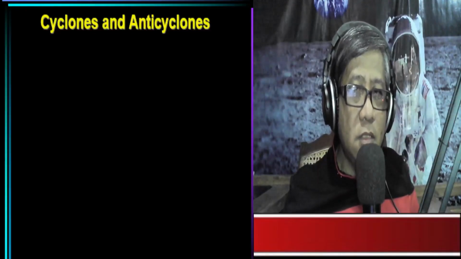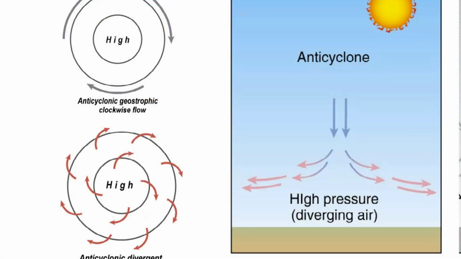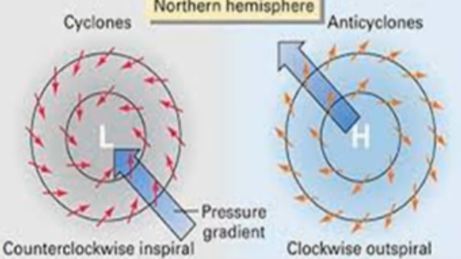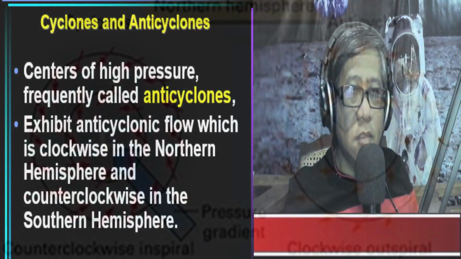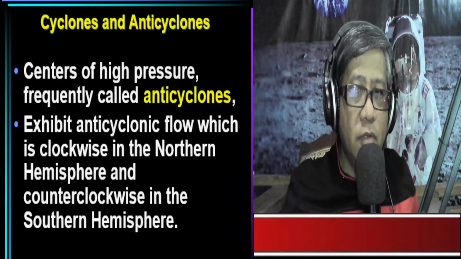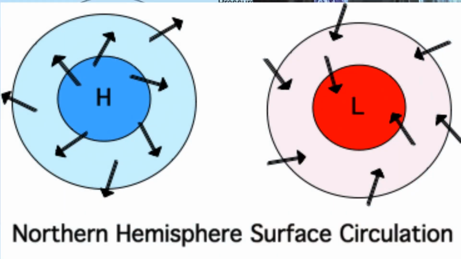Now, what about anticyclones? Anticyclones are areas of high pressure. And you know what that means. When you say high pressure, we associate high pressure with fair, clear, and good weather. Now, the airflow of an anticyclone is clockwise in the northern hemisphere and counterclockwise in the southern hemisphere. So, anticyclones are areas of high pressure, so they bring clear, fair, good weather. And in the northern hemisphere, the anticyclone spins in a clockwise direction.